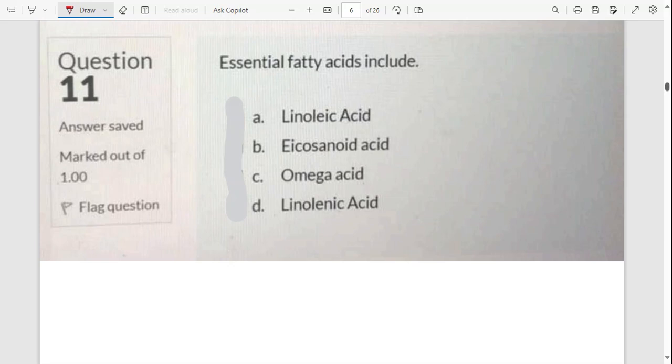Essential fatty acids are fatty acids that cannot be made by the body, and so they have to be obtained in the diet. They include linoleic acid and linolenic acid.